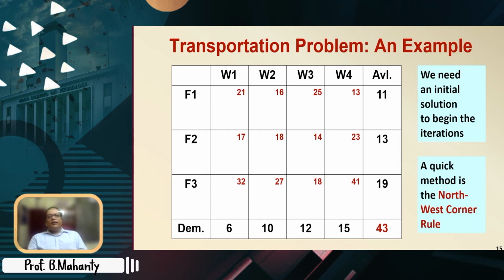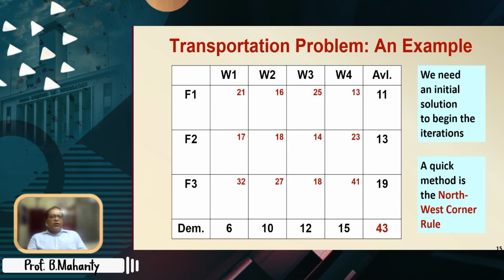Other things that we need to know as input are the unit transportation costs. So to transport 1 unit of material from F1 to W1, the cost is 21, maybe rupees per unit. Here it is 16, 25, 13, and other values are also there.